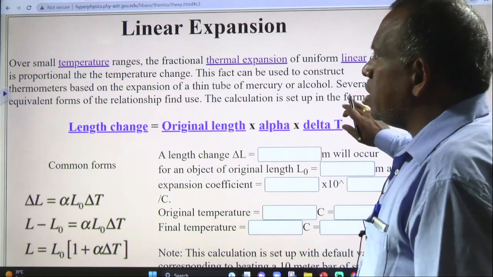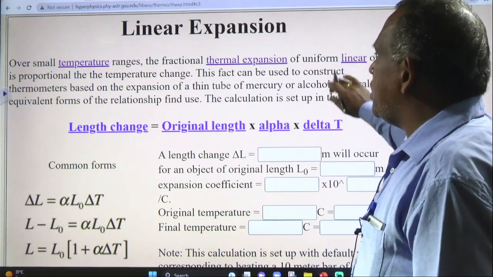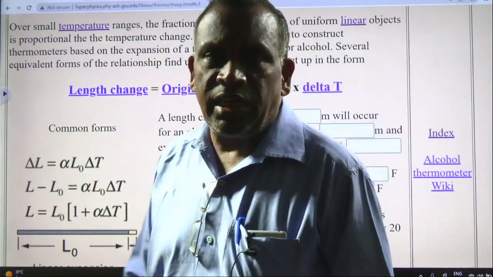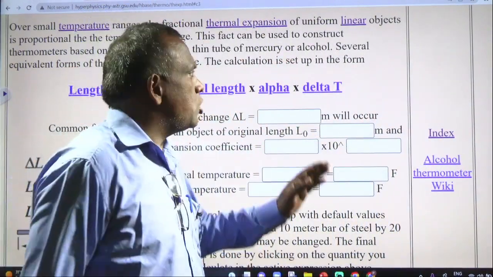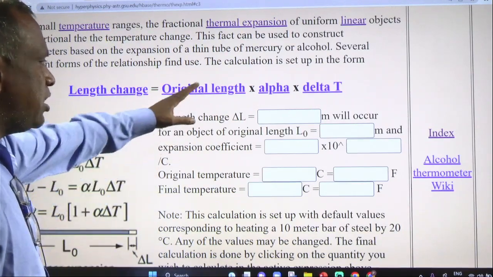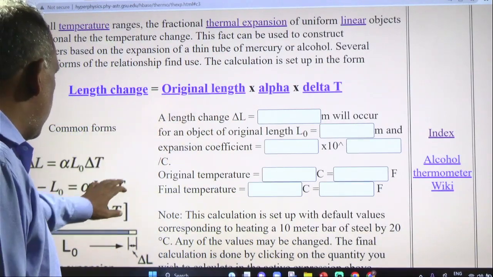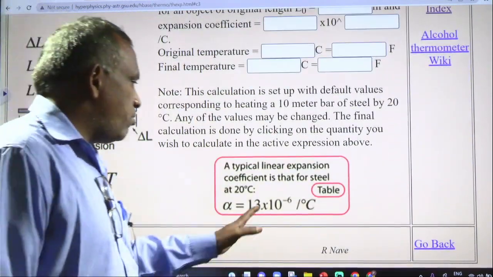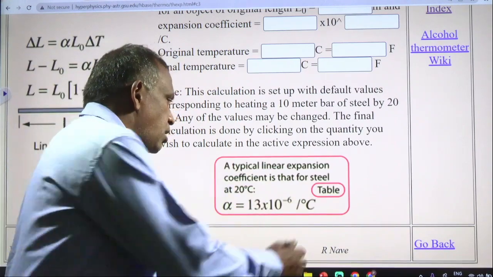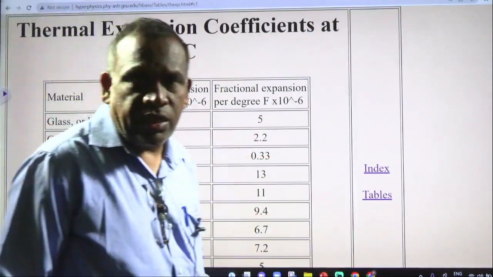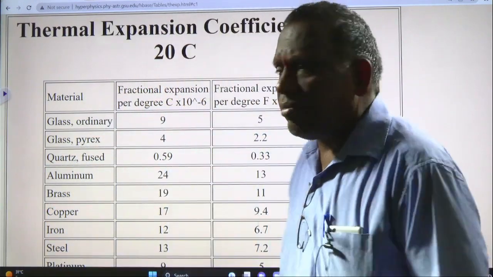See, over small temperature ranges, thermal expansion will be there. In thermal expansion, the increase in length is directly proportional to the change in temperature. Let us take some values and we can prove it. The alpha value is this much for different materials, like steel. This is the table for alpha values.